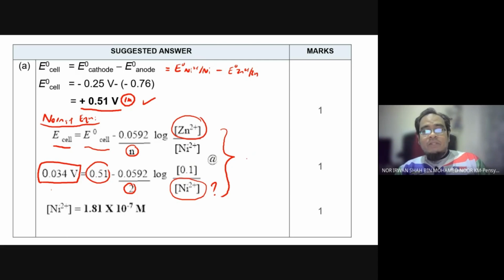So either one of these two, you all akan dapat markah yang kedua. Nampak tak kelas? Even though kalau you all tak tahu nak solve this question pun, tapi you just ingat Nernst equation saja. You tahu macam mana nak tulis Nernst equation saja. Nampak tak? Dapat juga satu markah. Jadi dalam PSPM nanti especially untuk chemistry lah kelas guys.